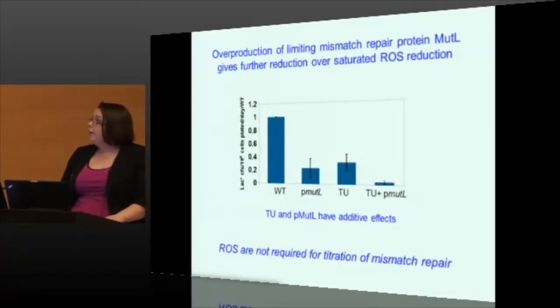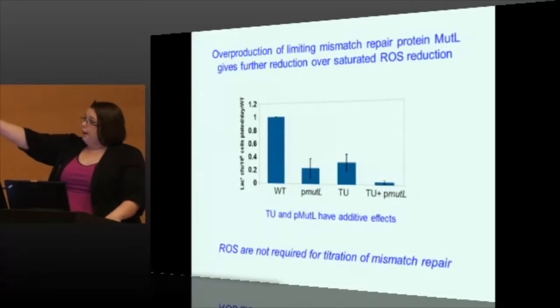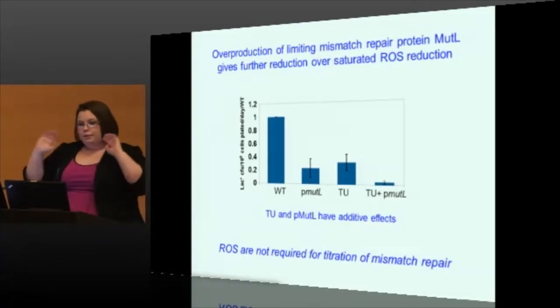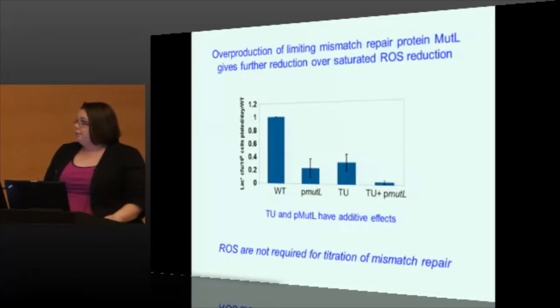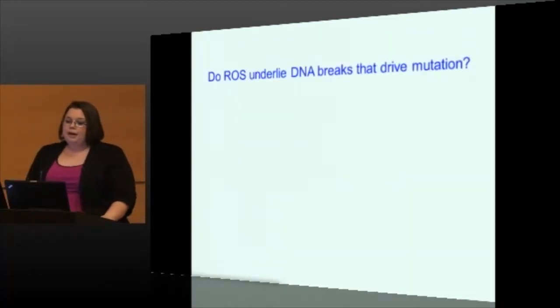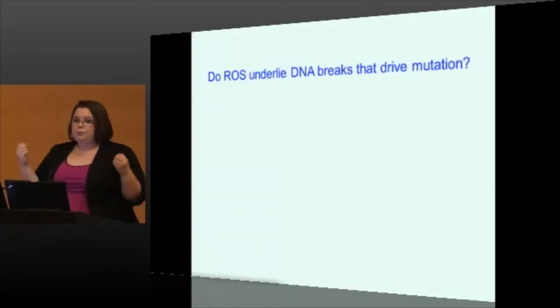So when we added overexpression of mismatch repair, which is the pMutL, with thiourea treatment, we actually got an additive effect, which means that whatever ROS is doing, whatever mismatch repair is doing, they're in completely different pathways, they're doing different things.